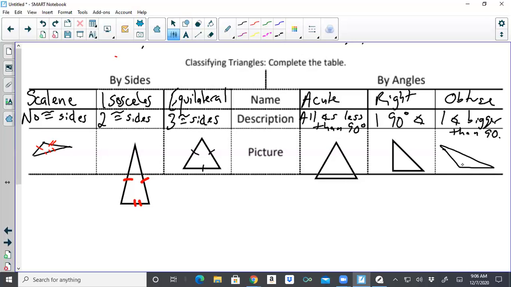So you'll notice that this angle is now bigger than 90 degrees because it's bigger than the corner of a piece of tape. So that's what an obtuse triangle looks like. Any questions on that? So the obtuse triangle has one angle that's bigger than 90, but the rest... Not a side, an angle.